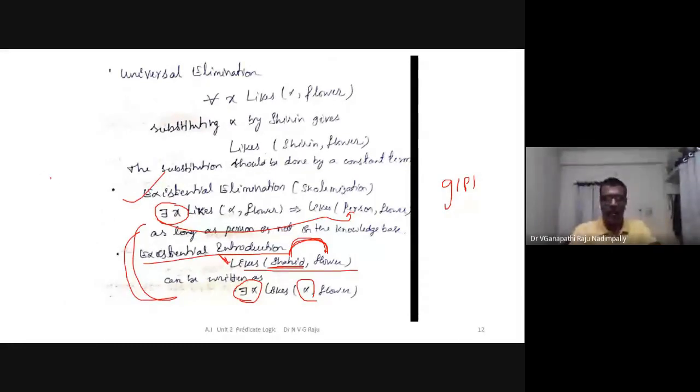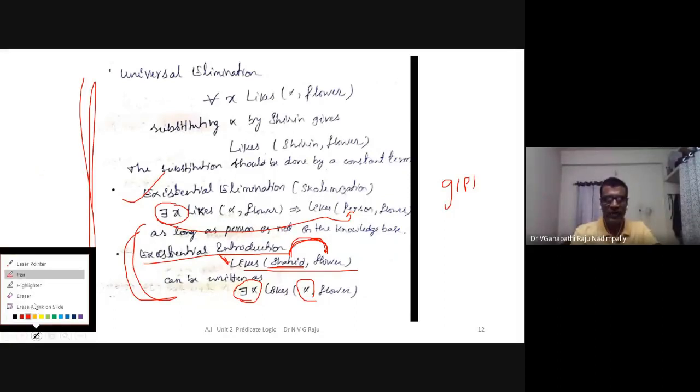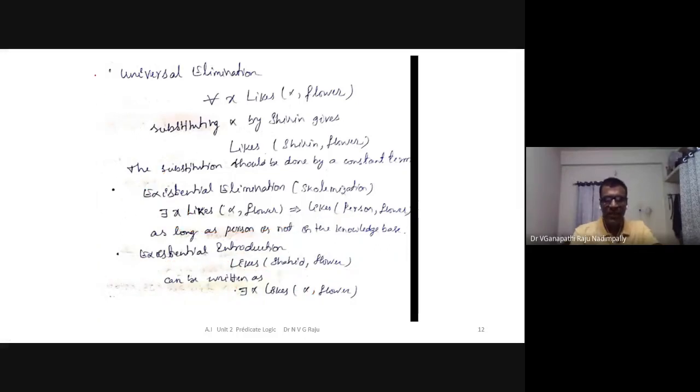Now if you want to write any inference mechanism or resolution mechanism, you should know about these three statements. I will give you 2 minutes time. Kindly note them, because we are going to apply these three mechanisms in the next examples.